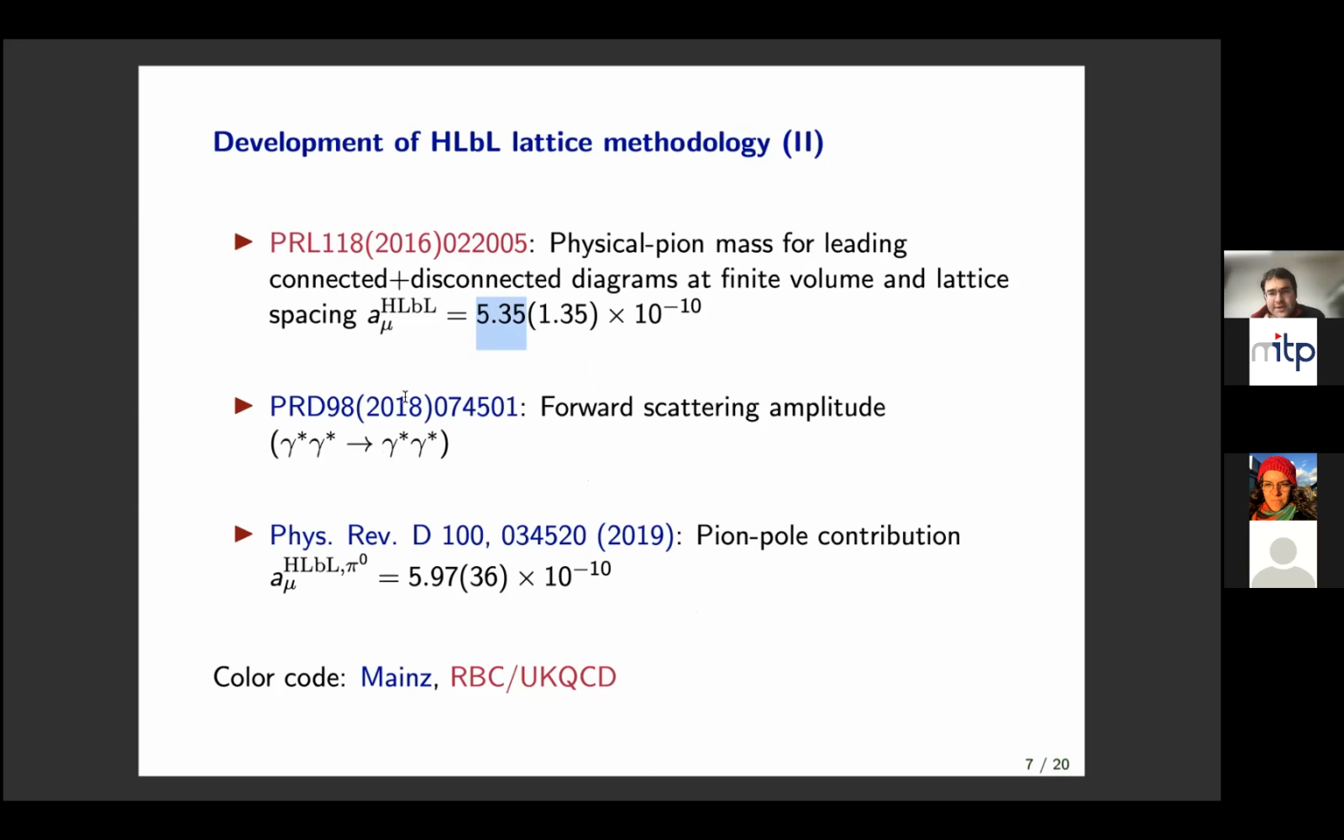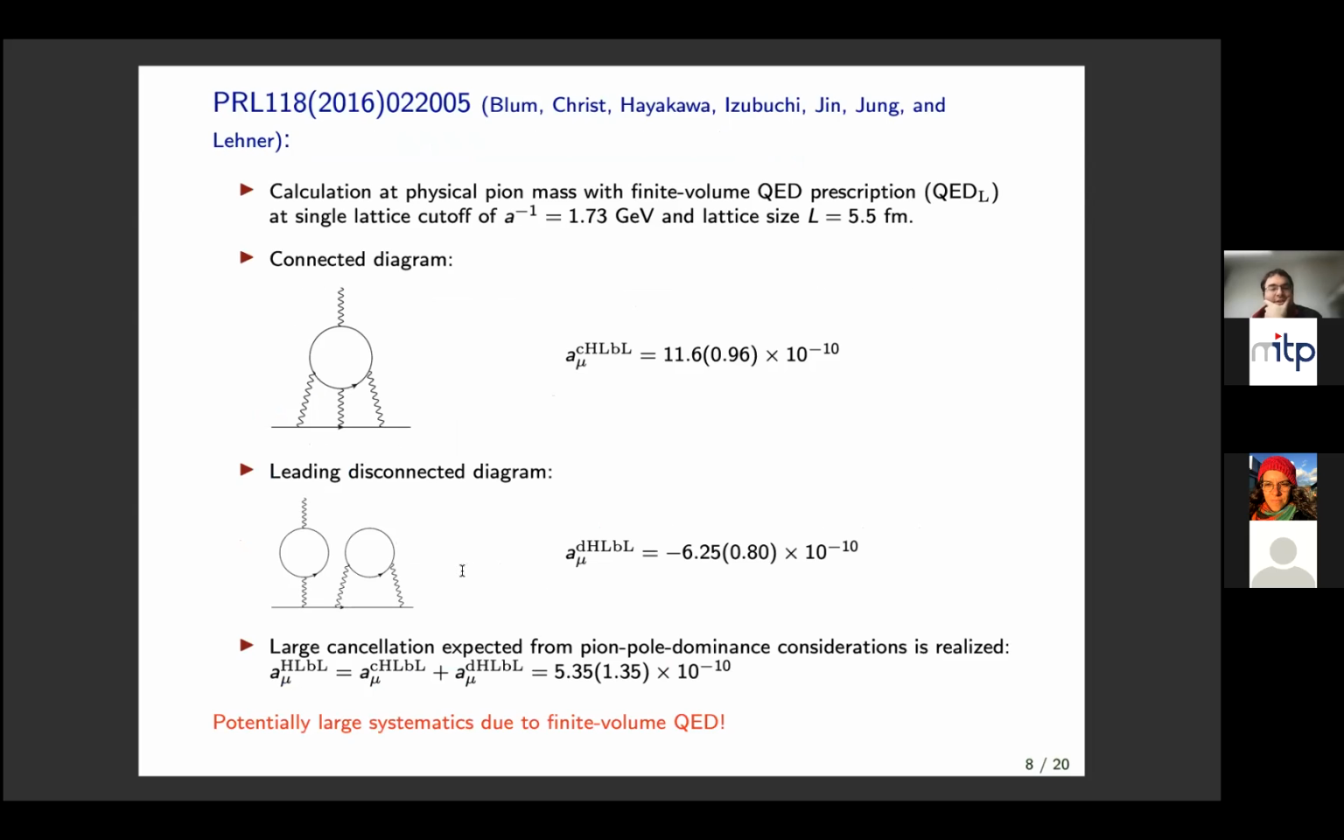A little bit later, there was a first principles calculation by the Mainz group of a forward scattering amplitude here of gamma star, gamma star. The pion pole contribution around 2019, a very important result by the Mainz collaboration. And here are the details of this first calculation. Indeed, as one expects, what was found with a single calculation here was that you get about a 50% cancellation between this diagram and this diagram. So this enhances the statistical noise again because of this cancellation.